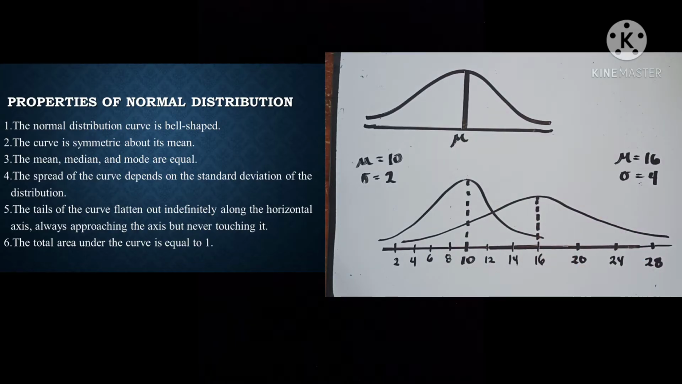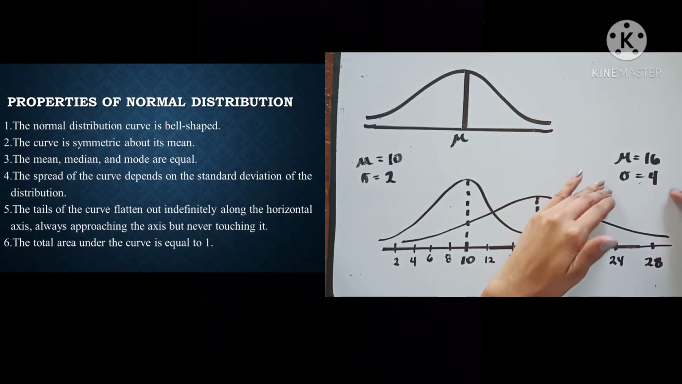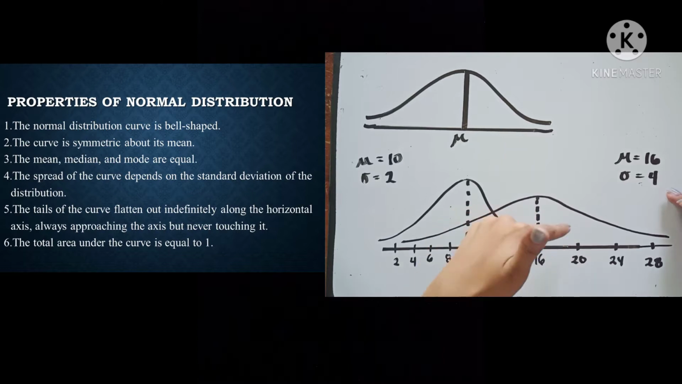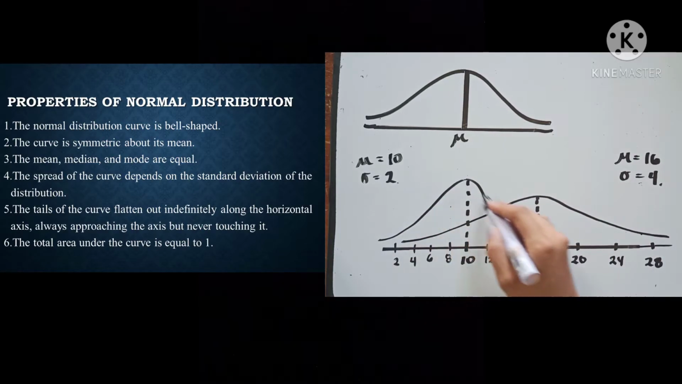Ito yung sinasabi ko kanina na kapag mas mababa ang standard deviation, ang ibig sabihin mas magkakalapit yung data. So, ang tendency niya pataas yung curve. And yung higher standard deviation, mas flat yung curve kasi mas nag-spread yung values, mas mag-i-spread din yung curve. Again, the higher the standard deviation, the flatter the curve. The lower the standard deviation, the higher the curve. So, that is for the fourth property. The spread of the curve depends on the standard deviation of the distribution.